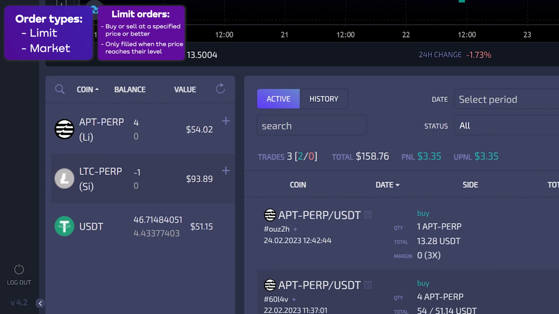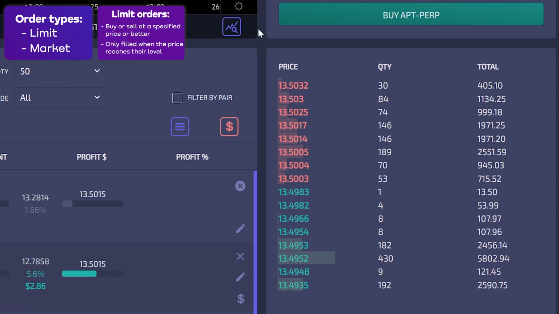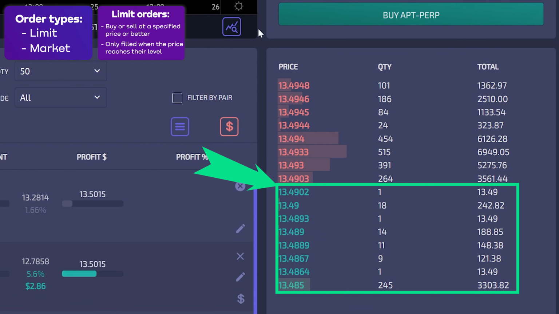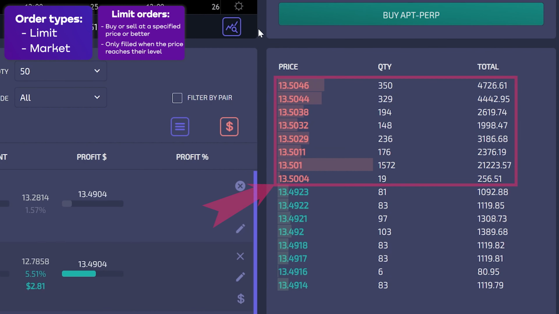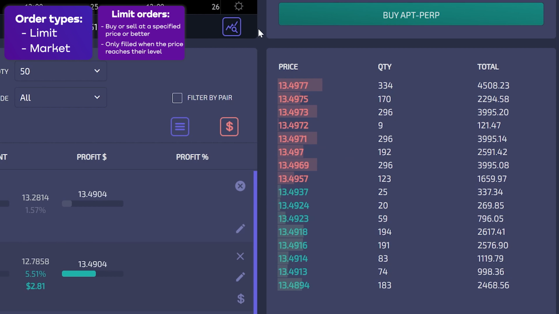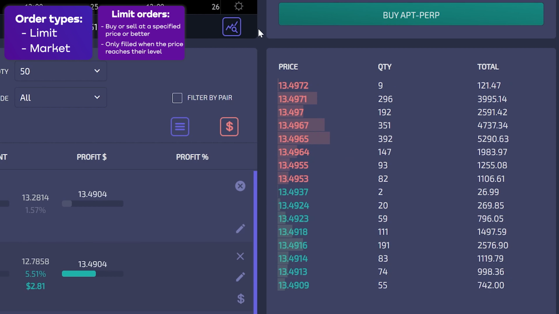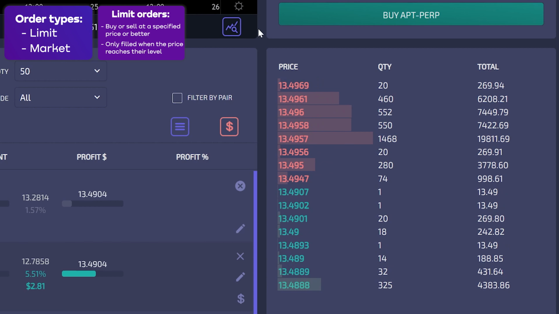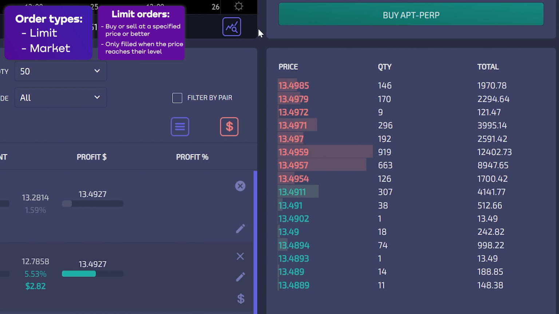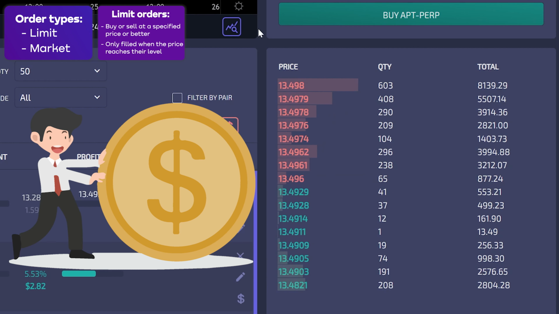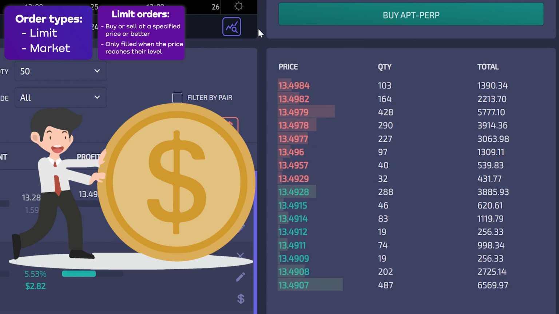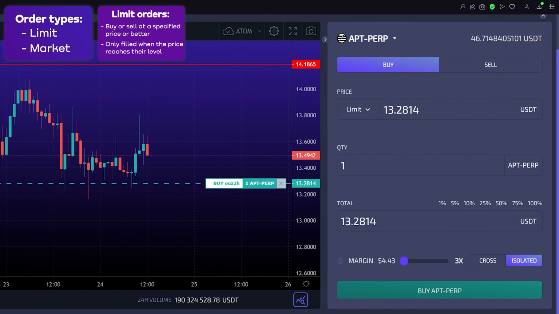The order book contains all the limit orders that are currently on the exchange. The green ones are buy orders, and the red ones are sell orders. You can think of the order book as a marketplace, and limit orders are the goods that are on offer for a specific price. A trade happens when someone thinks, yeah, this is a fair price, and decides to buy or sell at the offered price. And that decision is a market order.